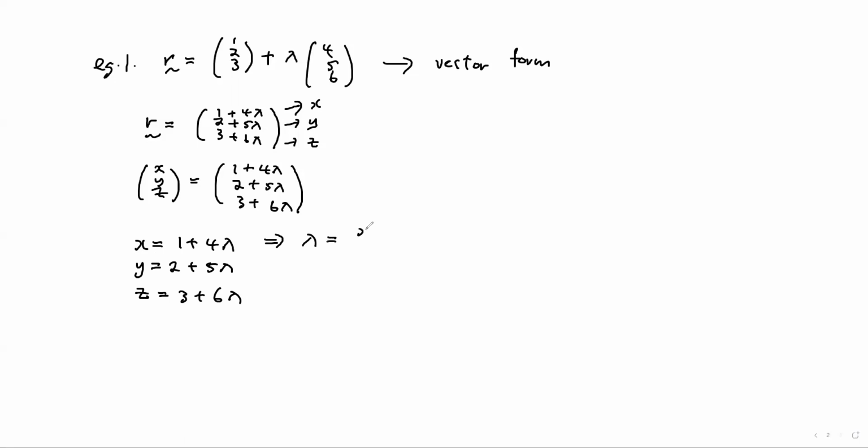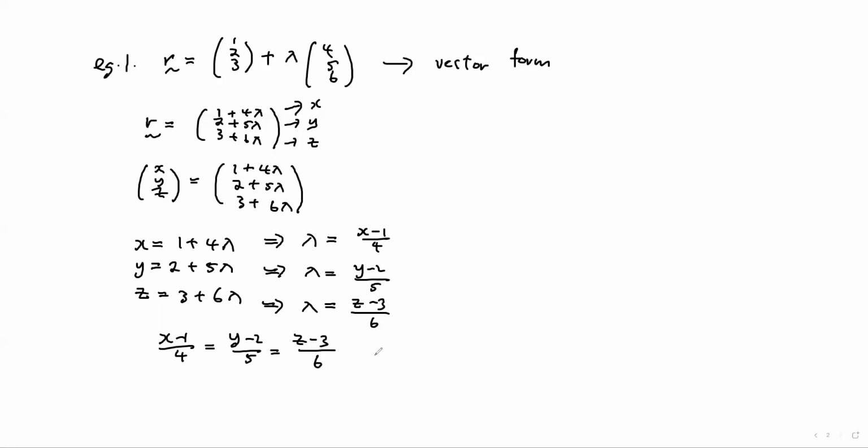So lambda is basically (x minus 1) over 4. And in this case, lambda is (y minus 2) over 5, okay? And this one is (z minus 3) over 6. Okay, so since all of these are lambda, I can say that (x minus 1) over 4 is equal to (y minus 2) over 5, and that is also equal to (z minus 3) over 6. Okay, so in general, that is how we transform the vector form into the Cartesian form. Right?